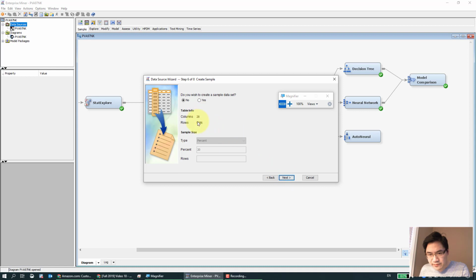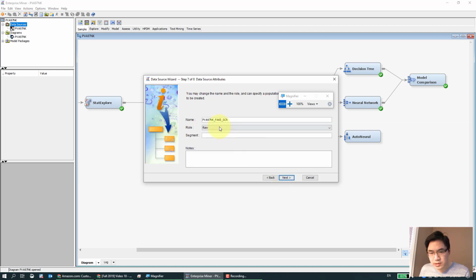Okay, confirm the number of cases. The score data set tends to be small because this is a fake. This is exactly the training set actually, but I'm using it as a fake score set to demonstrate the process. The number of rows tends to be small in the score set. And it's a score set.